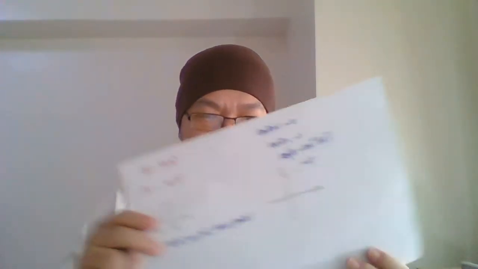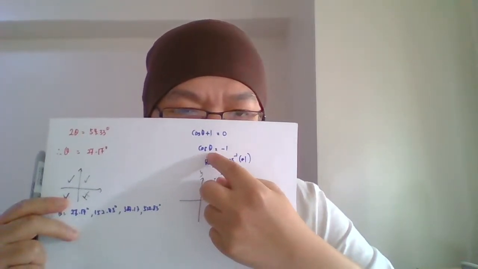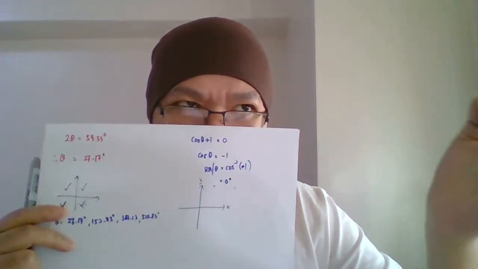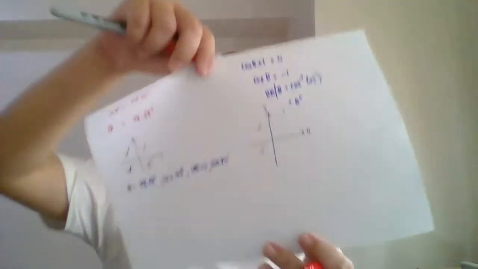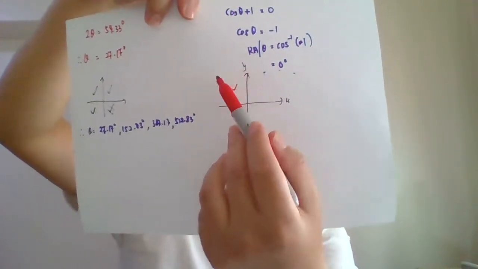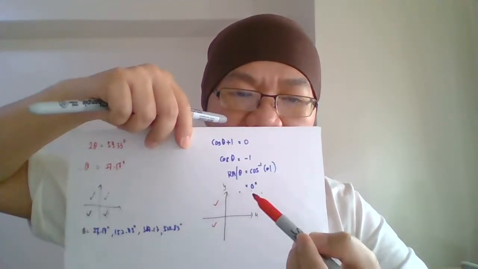First, of course, draw the sketch of the quadrant. Okay, now look at here. Cos theta equals to negative 1. That means cos negative value. Cos negative value will be second and third quadrant. Second and third quadrant. So, mark your second and third quadrant. So, how to find the second quadrant? How to find the third quadrant? Okay, the second quadrant is 180 minus RA, right? 180 minus RA. Third quadrant 180 plus RA.